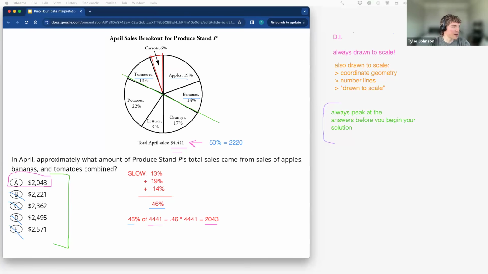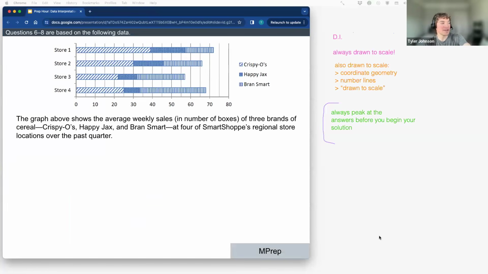All right, so let's move on from pie graphs. We're going to look at a kind of chart the GRE really loves, one that I think is less useful in real life, but the GRE loves it because a lot of people are going to misread it. This right here is called a segmented bar graph.